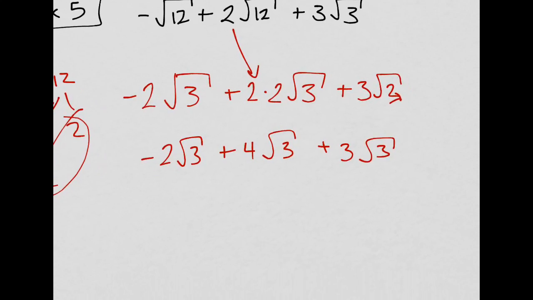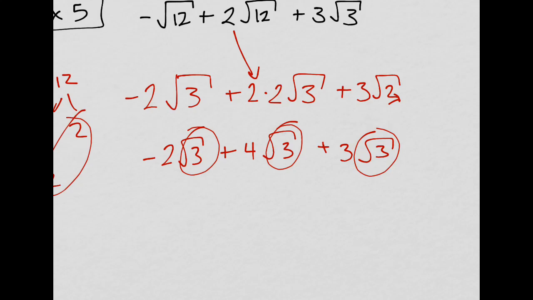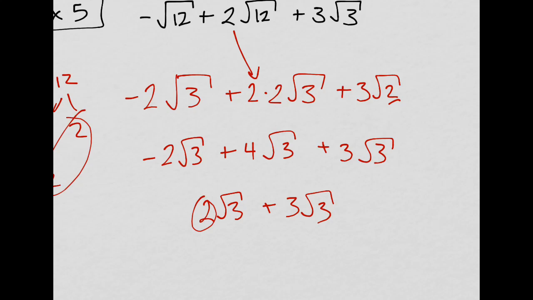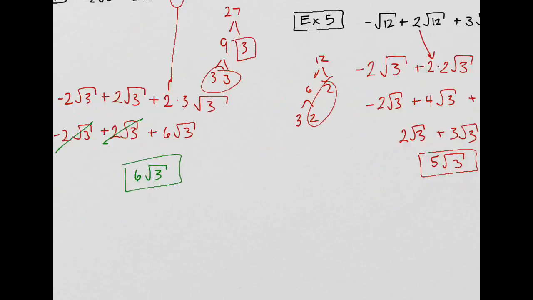3 root 3. Okay, these are all like terms because they have the same radical on them. If this was indeed a 2, I would have to leave this whole entire term alone. I would only be able to combine these two because then it wouldn't be a like term. But it's a 3. So what do we have here? Negative 2 plus 4, that's just 2 root 3 plus 3 root 3. 2 plus 3 is 5 root 3. And that's it. I will do more.